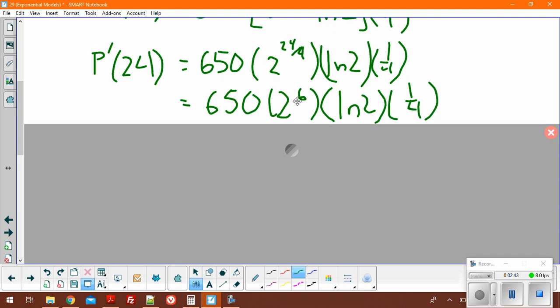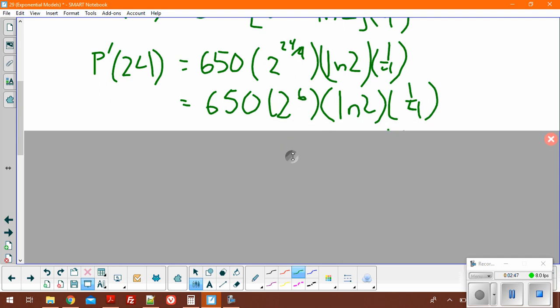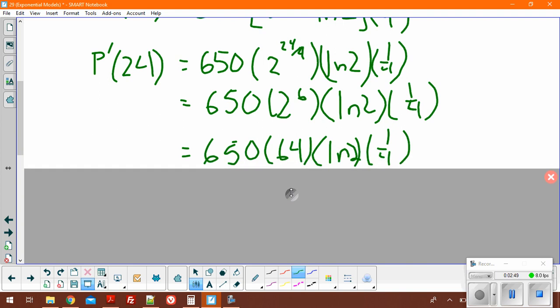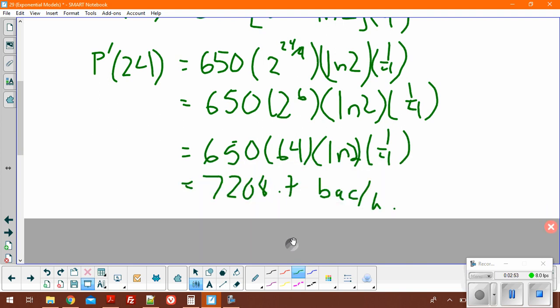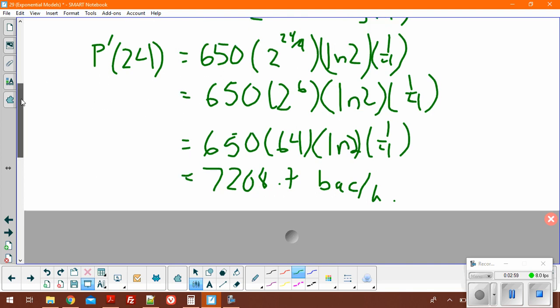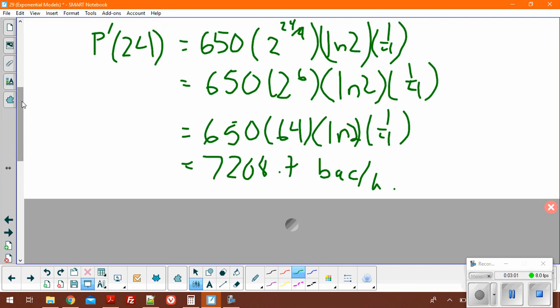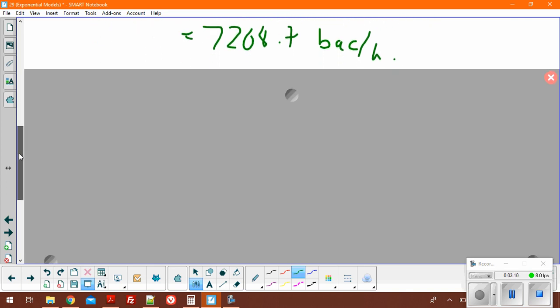So it's 2 to the power of 6, and that makes my life a little easier when I run this through my calculator. 2 to the 6 is 64, and when I run that through, I get 7,208.7 bacteria per hour, and that's my rate of change. So not too bad. Like other rate of change problems, we just take our derivative and plug in the value and see what happens. I'm going to go over this with e as well.